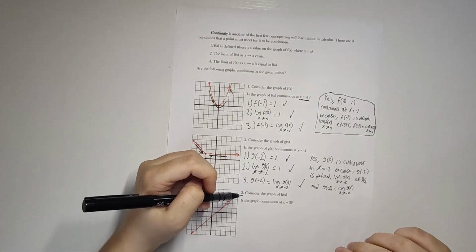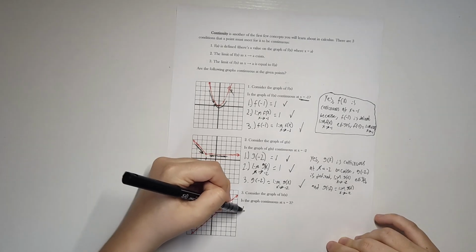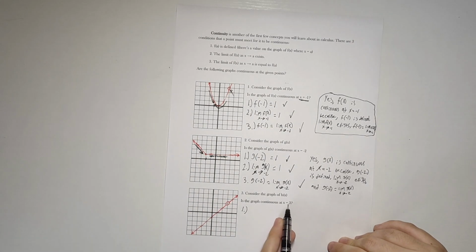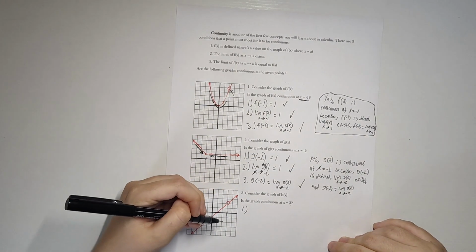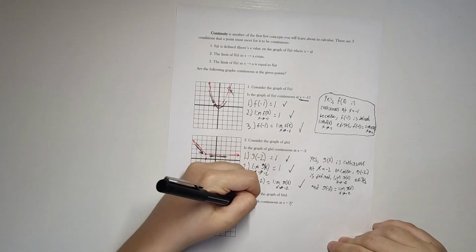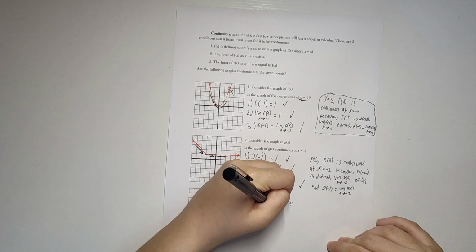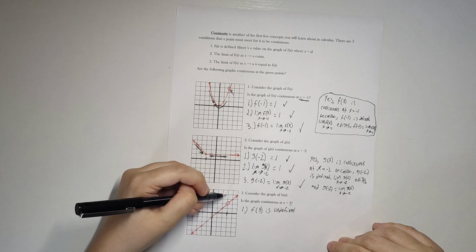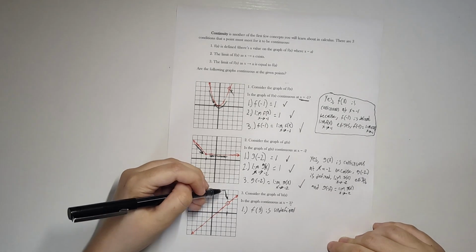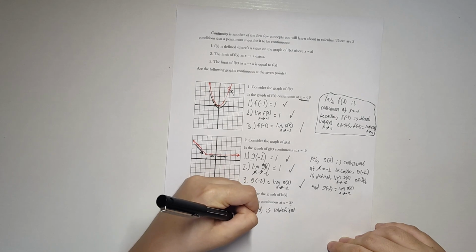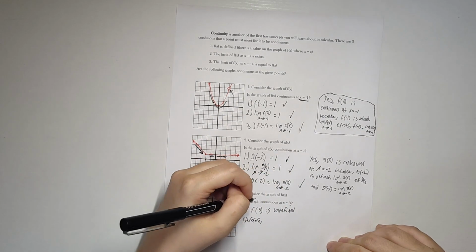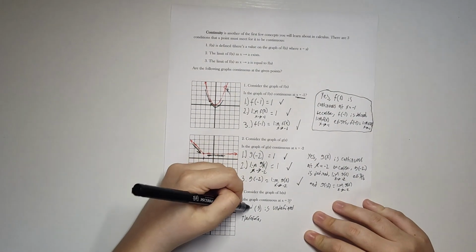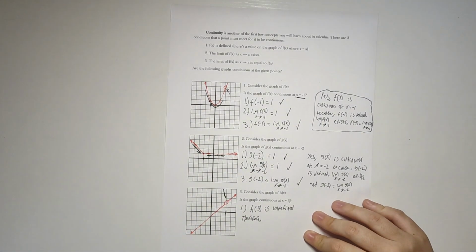Okay, moving on to number 3. Checking our first condition, is f of a defined? Well, right now a equals 3. So is f of 3 defined? No, it is not. f of 3 is undefined. Right? There's no value where x equals 3. There's a hole here in our graph. Therefore, oh my, I did the exact same mistake. Okay. h of 3 is undefined.